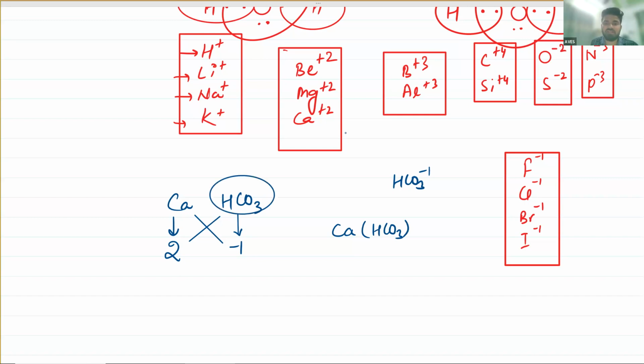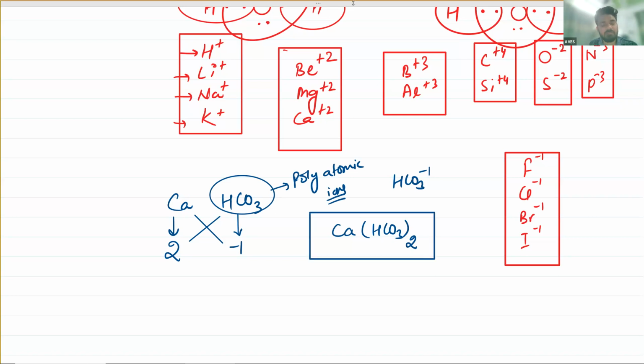ion. What is this? This is a polyatomic ion, and when we have a polyatomic ion, it is going to multiply by 2. You got it? Yes, sir.